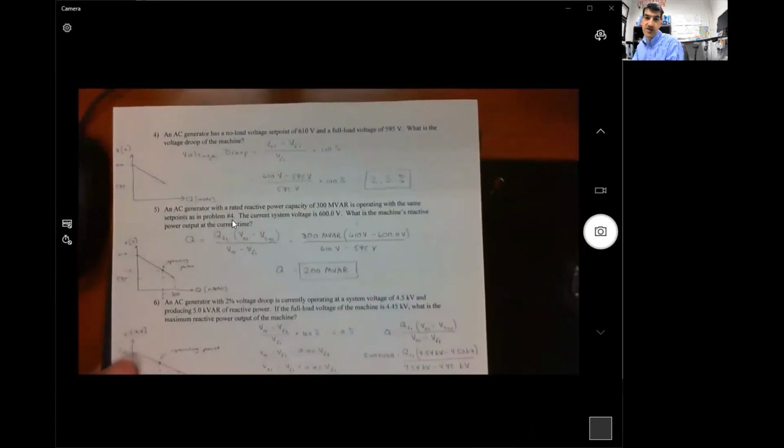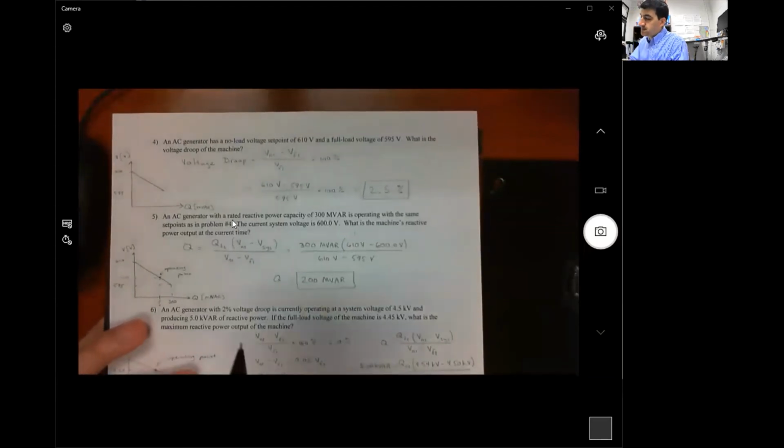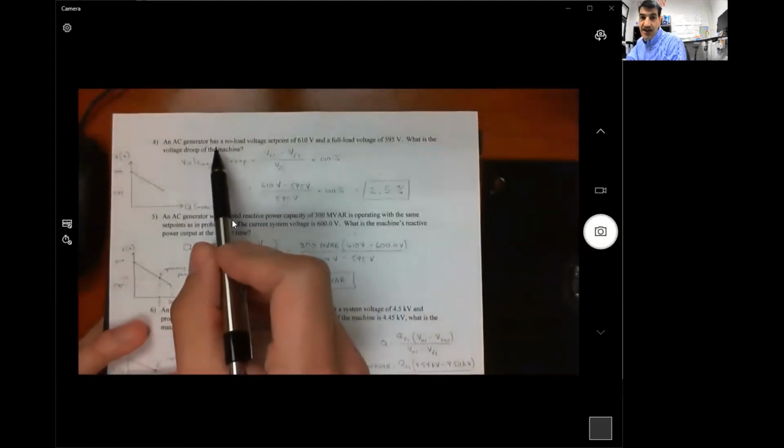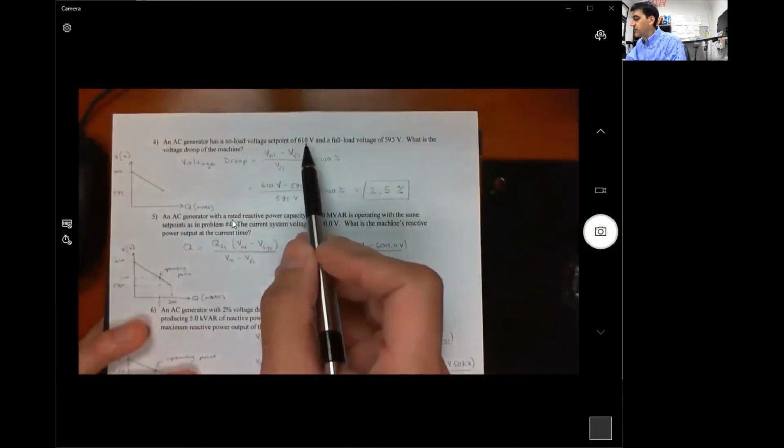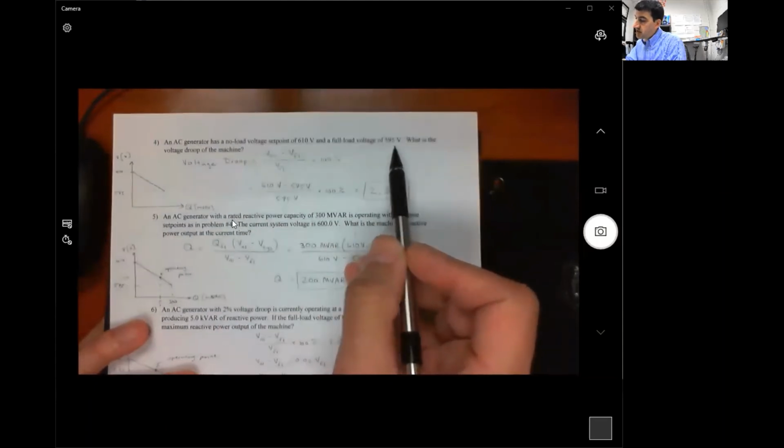The next 3 are going to deal with voltage droop instead of frequency droop. And remember, while frequency is connected to real power output, the voltage is connected to the reactive power output. All right, so in number 4, we have a generator that has a no load voltage set point of 610 volts and a full load voltage of 595 volts.